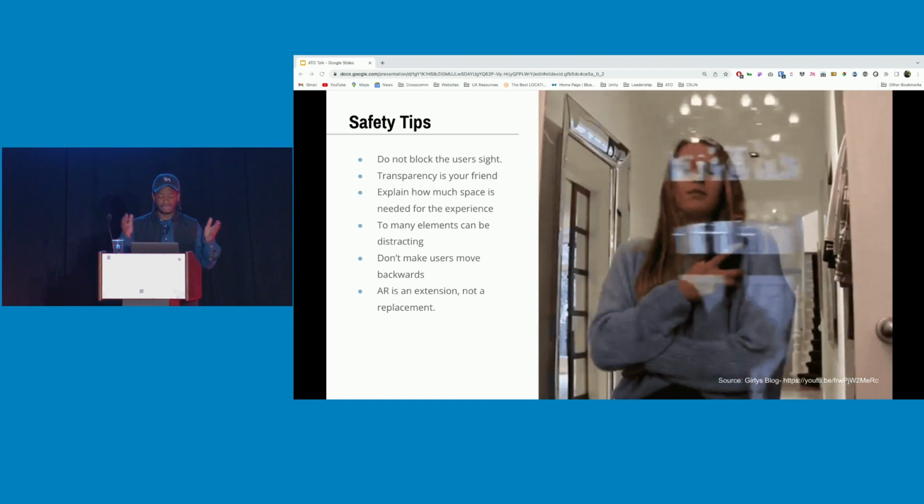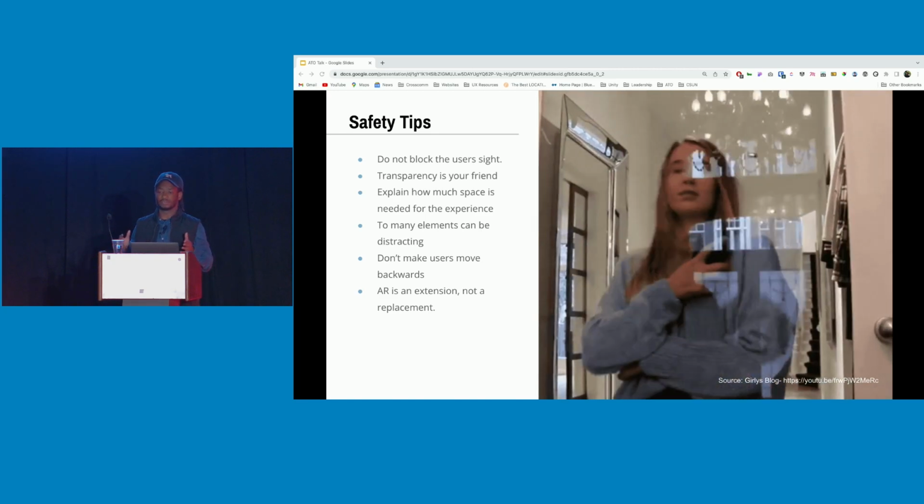And then explain how much space is needed for the experience. We talked about onboarding flows and tutorials and things like that. And this is where that comes into play. This is a good place to do that because you don't know where a person may be, and you need to understand the safety conditions that are needed for using your experience.